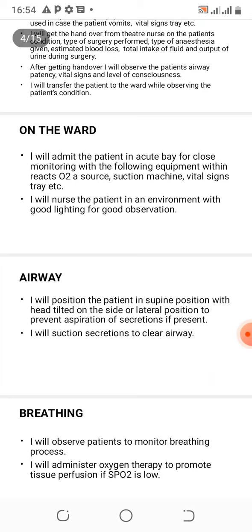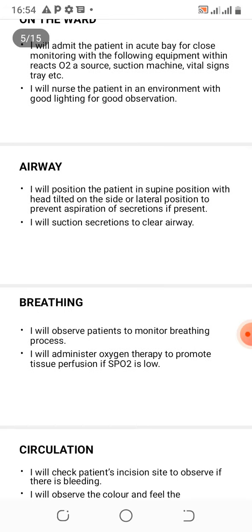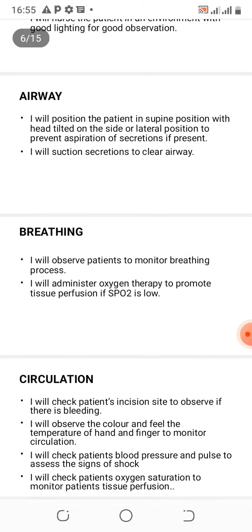Airway. I will position the patient in supine position with head tilted on the side, or lateral position, to prevent aspiration if secretions are present. I'll suction the secretions to clear the airway. And on breathing, I'll observe the patient's rise and fall of the chest in order to monitor breathing pattern. I'll administer oxygen therapy to promote tissue perfusion if the SpO2 is low or the patient is dyspneic.